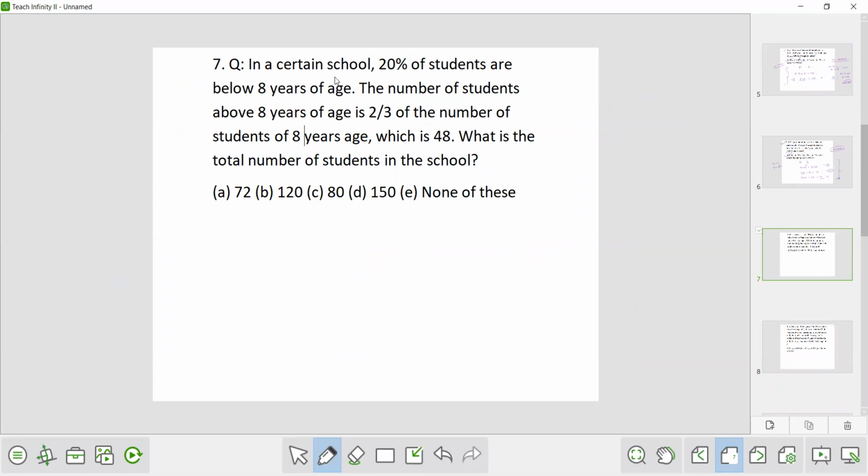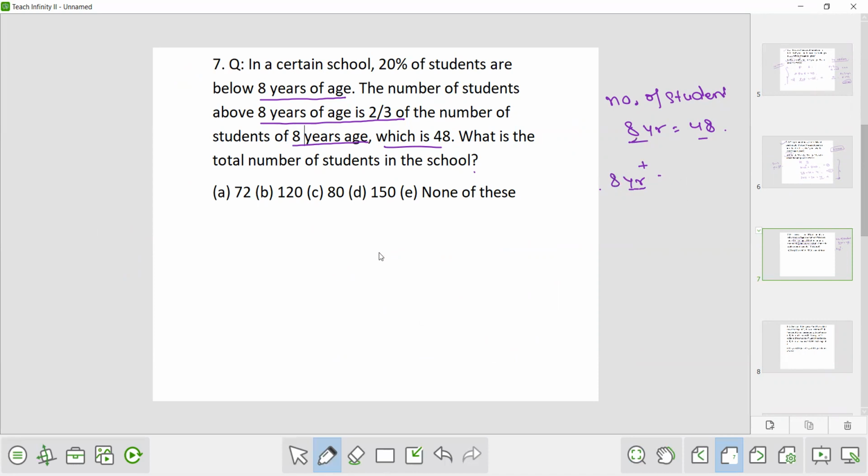Okay, this question. In a certain school, 20% of students are below 8 years of age. The number of students above 8 years of age is 2/3 of the number of students of 8 years of age, which is 48. What is the total number of students in the school? Now here you know that the number of students having 8 years of age is 48 and the students having more than 8 years of age, we can write that 8 years plus. So the relationship between 8 year plus and 8 years is 2/3.